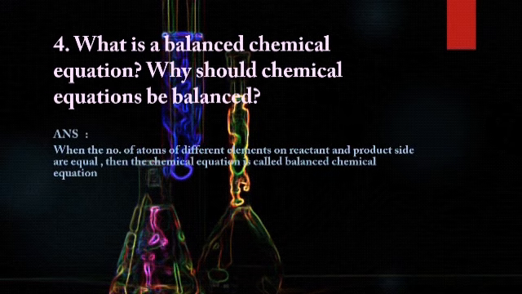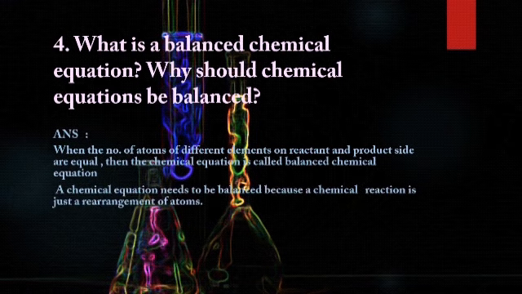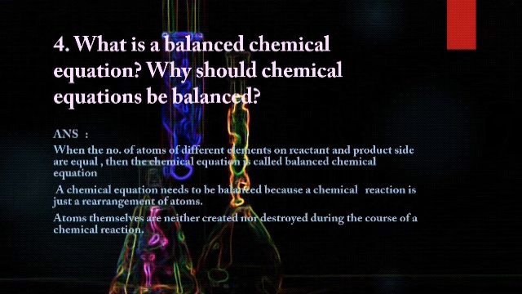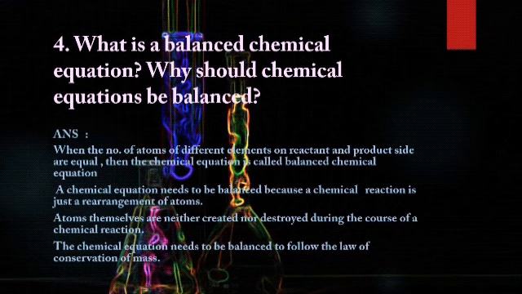The answer is, when the number of atoms of different elements on the reactant and product side are equal, then the chemical equation is called a balanced chemical equation. If a chemical equation is not balanced, it is a skeletal equation. The next point is, a chemical equation needs to be balanced because a chemical reaction is just a rearrangement of atoms. The main reason why we should balance the chemical equation is that atoms themselves are neither created nor destroyed during the course of a chemical reaction. The chemical equation needs to be balanced to follow the law of conservation of mass.